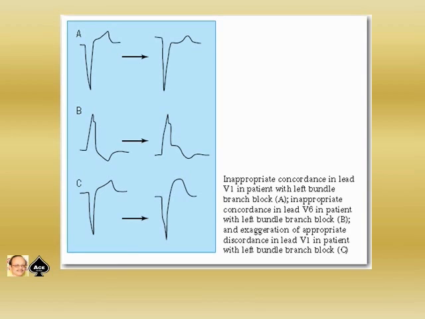See the inappropriate concordance in lead V1 in a patient with left bundle branch block. That is picture number A. Then inappropriate concordance in lead V6 in a patient with left bundle branch block, that is B. And the exaggeration of appropriate discordance in lead V1 in a patient with left bundle branch block, which is shown in C. So this pattern should be in your mind.